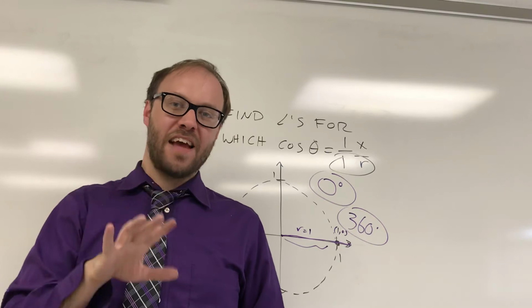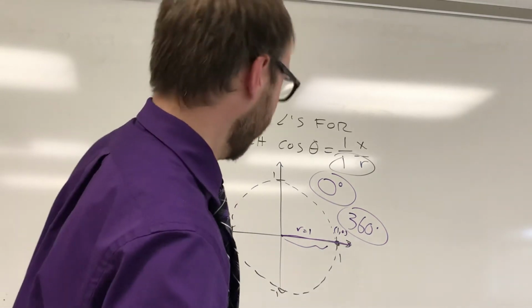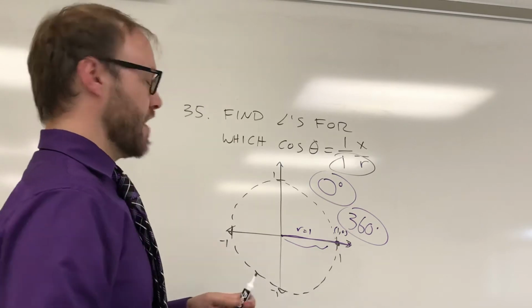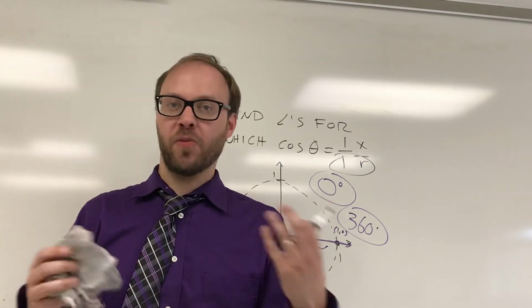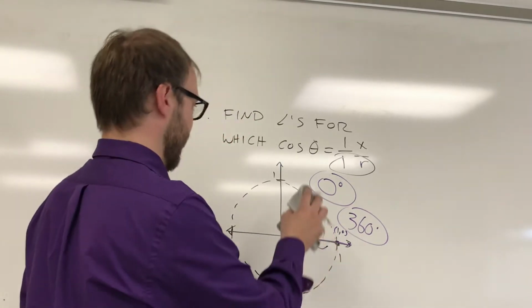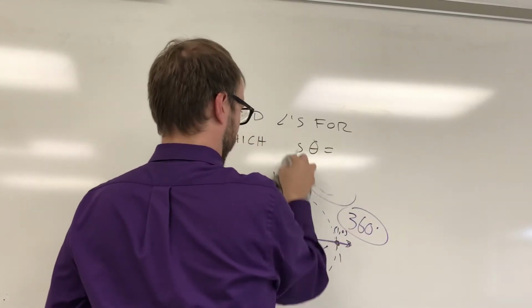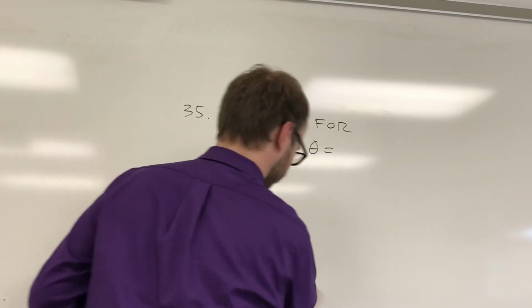Let's say I'd ask you something slightly different. This is not one of the homework questions, but I want to build on this. Remember I said sometimes you can get multiple answers between 0 and 360. Let's say I had said tangent of theta was equal to 1.